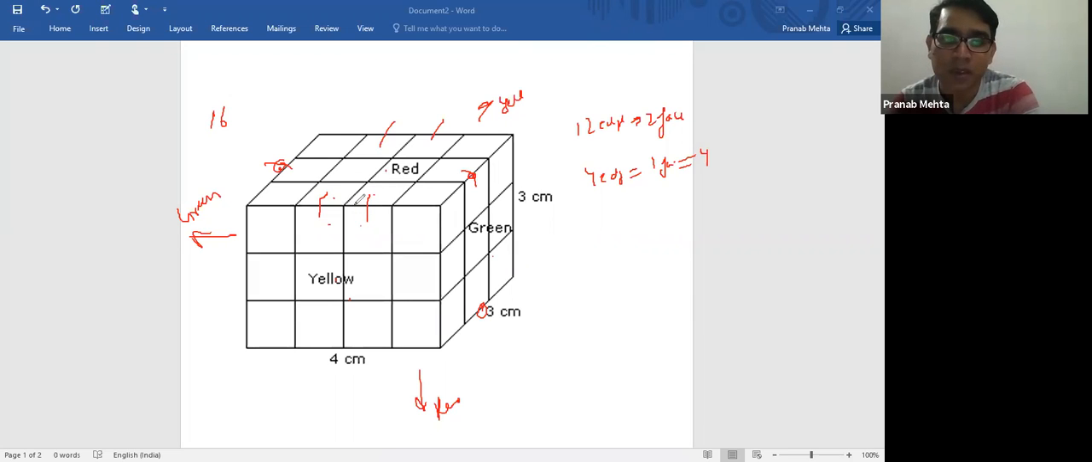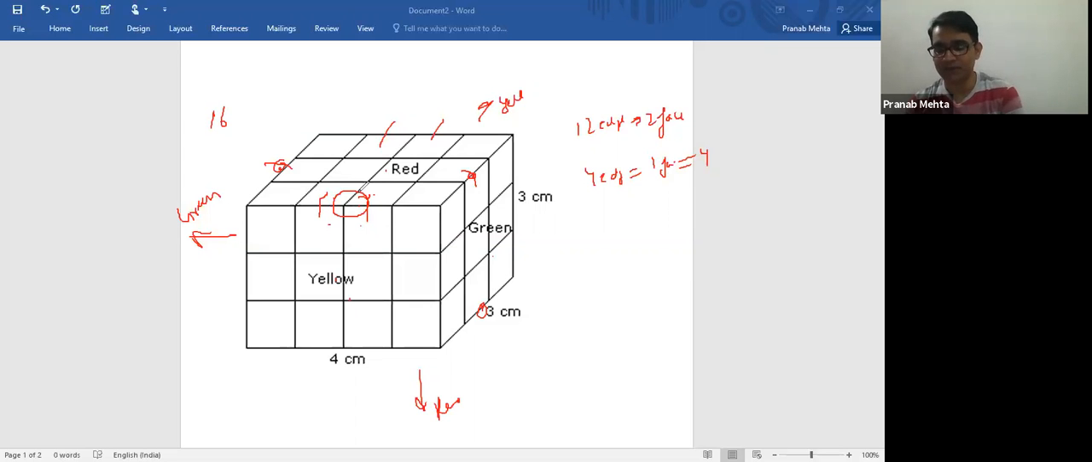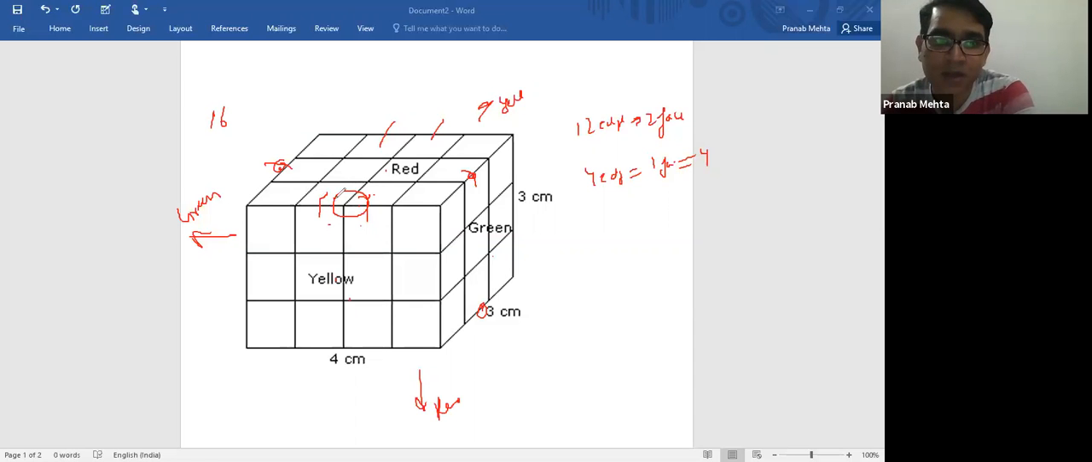So here we have 1, 2. How many edges are we talking about here? Think and tell me. Remember, there are a total of 12 edges. We have to see how we can do the counting. How many edges will have two faces painted, and how many edges will have one face painted? That is the question. 4 edges will have two faces painted.